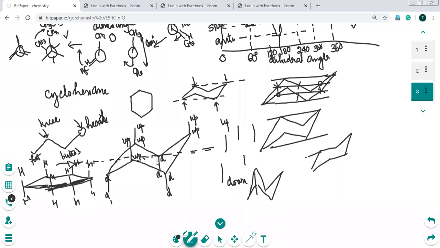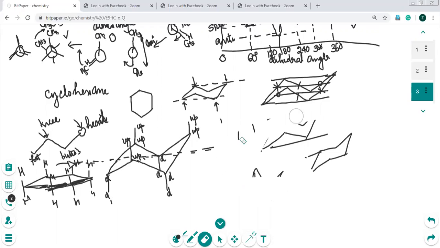Now consider this and this. That's why I showed you the plane perpendicular to this is the plane of the ring. Now here you have the hydrogen which is pointing up, up, up, down, down, and down. I will write this in a brief way: which are the axial and which are the equatorial bonds.